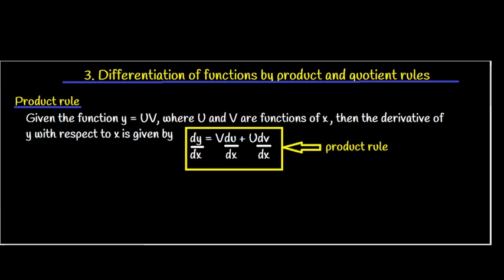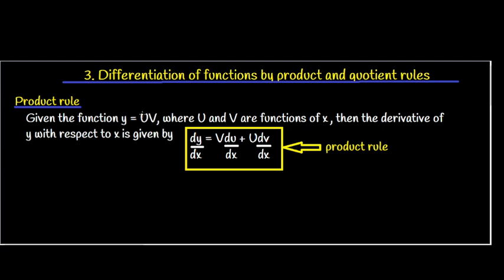And then in this video, let's talk about differentiation of functions by product and quotient rules. But let's begin with the product rule. Given a function y equal to uv, where u and v are functions of x, the derivative of y with respect to x is given by dy/dx equal to v du/dx plus u dv/dx. This is what we refer to as the product rule.